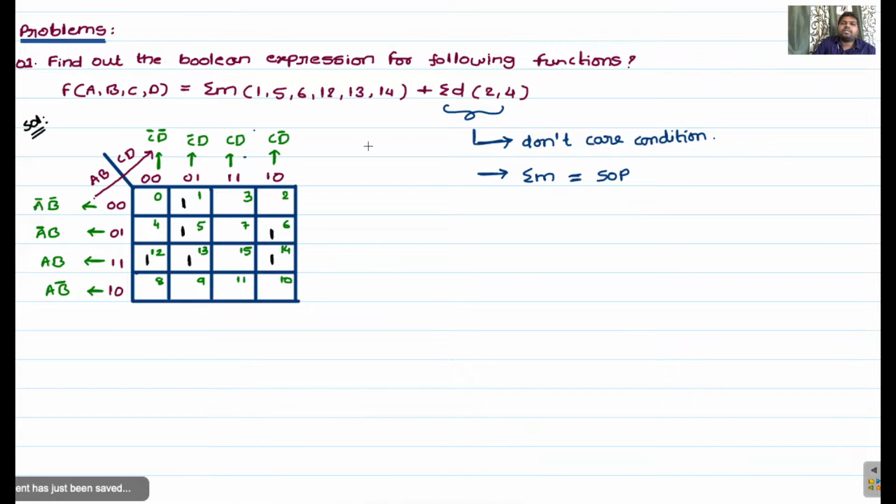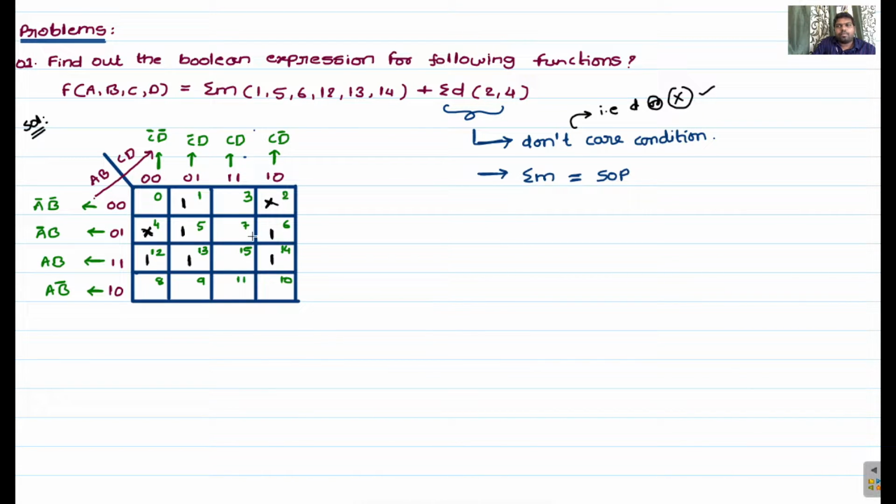Next, the don't care conditions, those are 2 and 4. You can indicate this with a D. Don't cares means D or a cross mark; you can use any one. I am taking the cross mark X here and in the fourth one. So these are the function values.